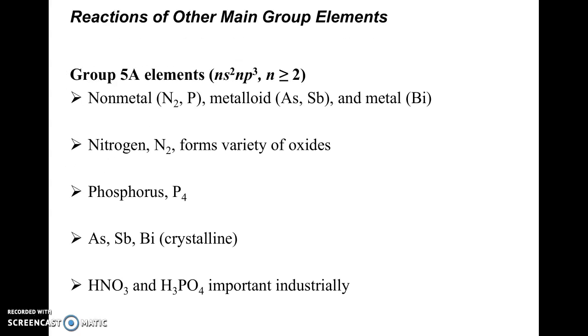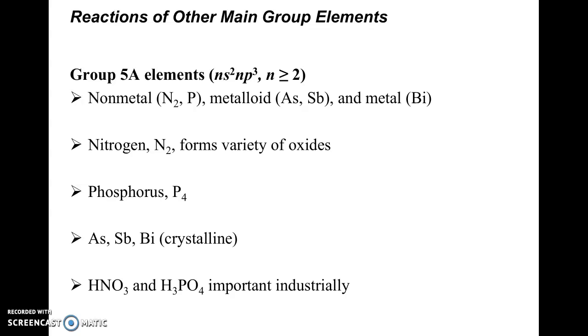All right. Then we go to group 5A. This is the nitrogen group. You've got nitrogen and phosphorus and arsenic and antimony and bismuth. Nitrogen is a very reactive material. It forms a whole variety of different oxides.